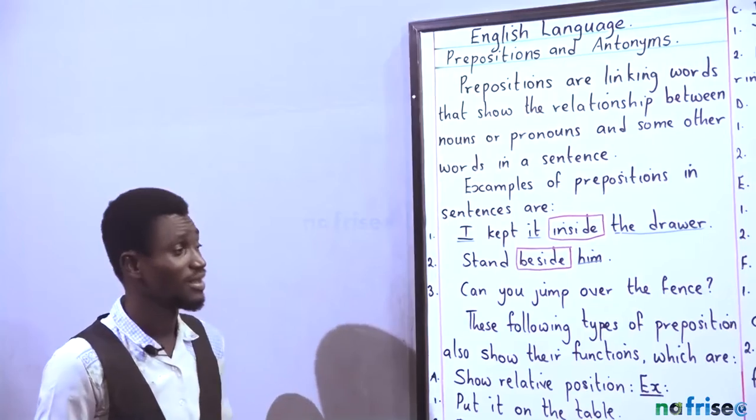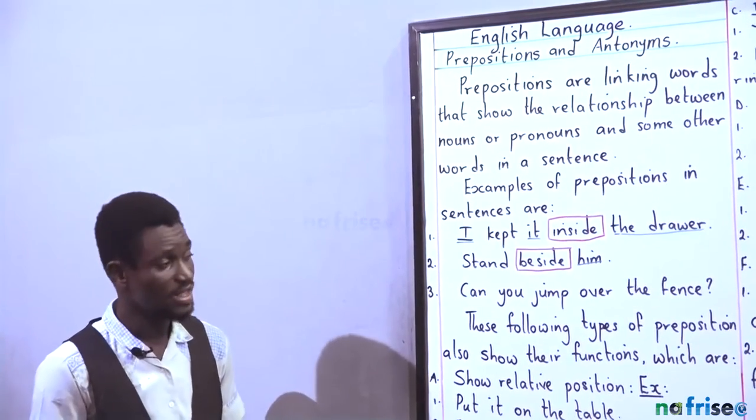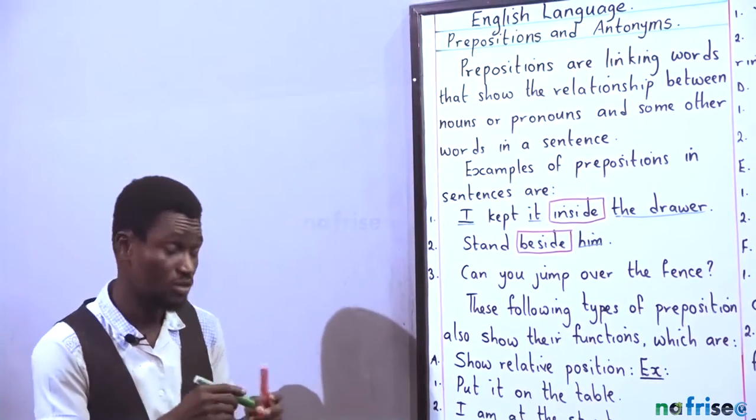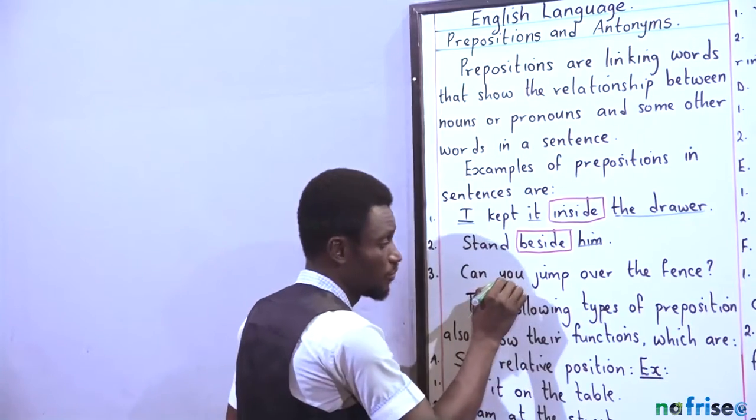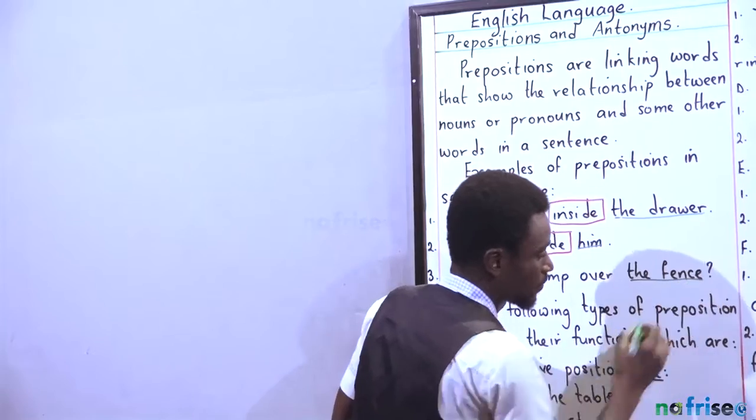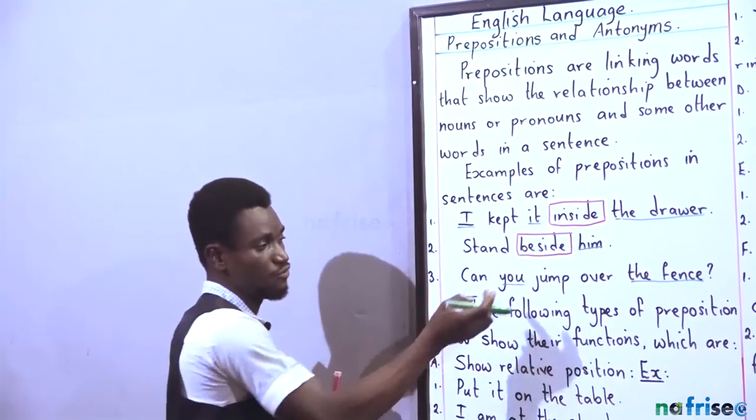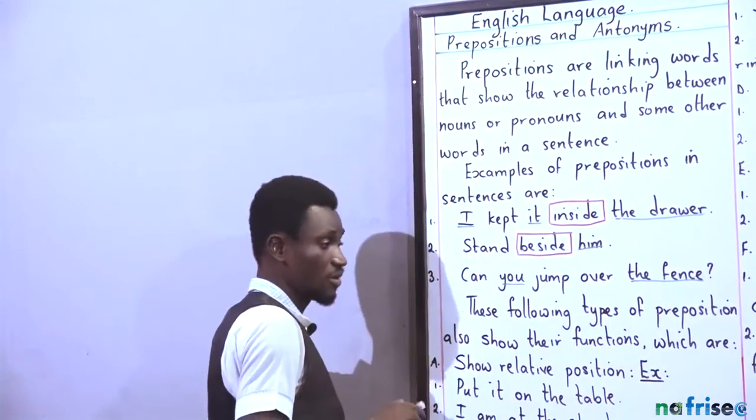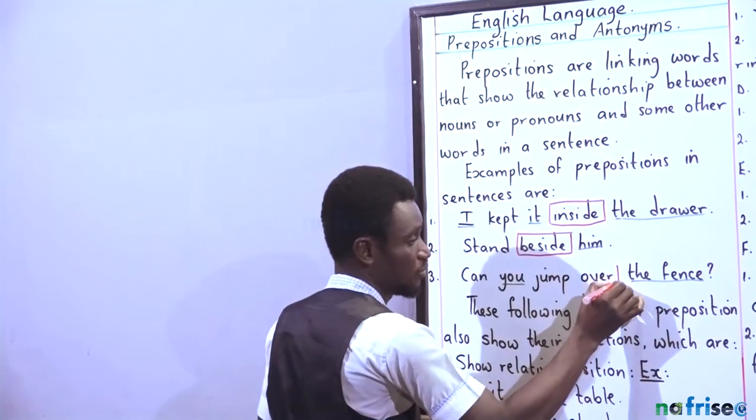Now look at example 3: can you jump over the fence? Let's look at the nouns, pronouns, or any other words that are here. We've got you, which is a pronoun, and we've got the fence, which is a noun. Now, the relationship that exists between you and the fence is what? Over, which is the preposition.